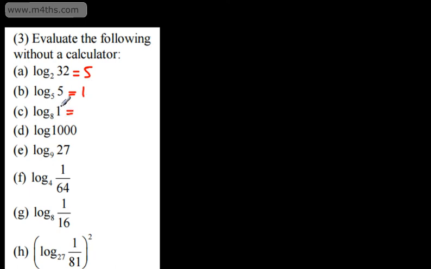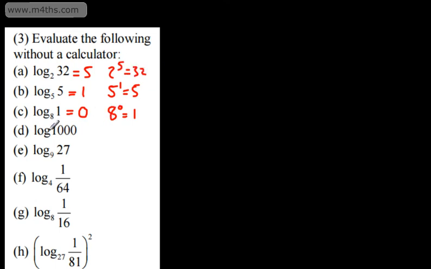Log to the base 8 of 1. What power do I need to raise 8 by to get 1? The answer is 0. 8 to the 0. So the equivalent statement is 8 to the 0 is equal to 1. The equivalent statement here is 5 to the power of 1 is equal to 5. The equivalent statement is 2 to the 5 is equal to 32.